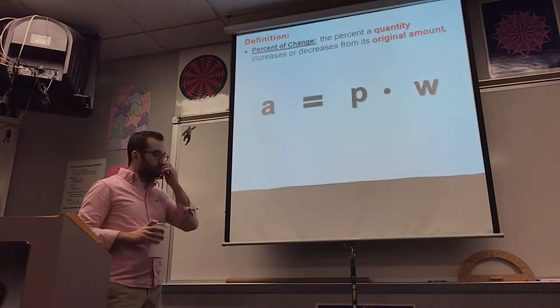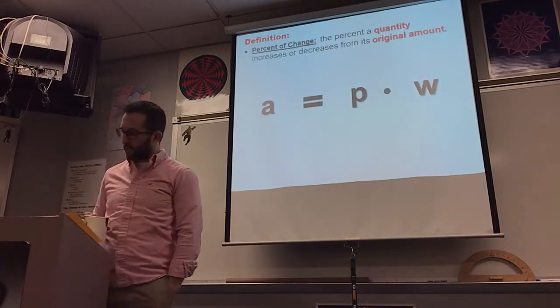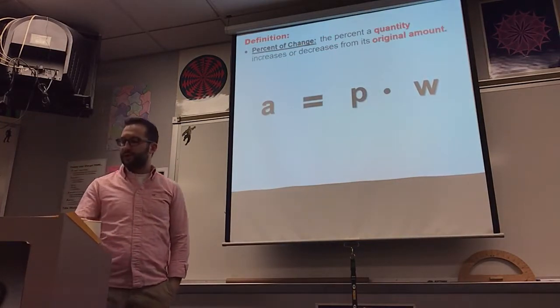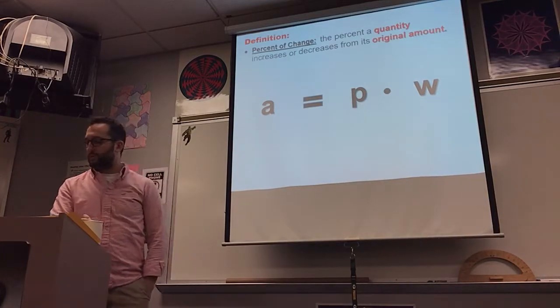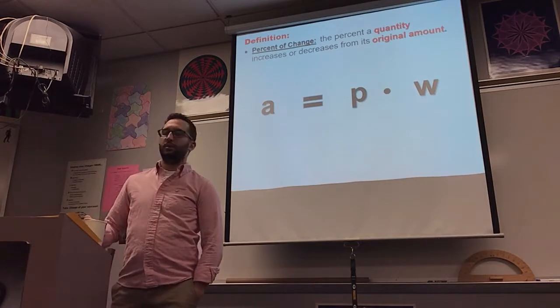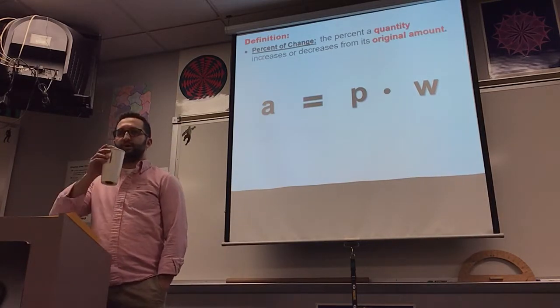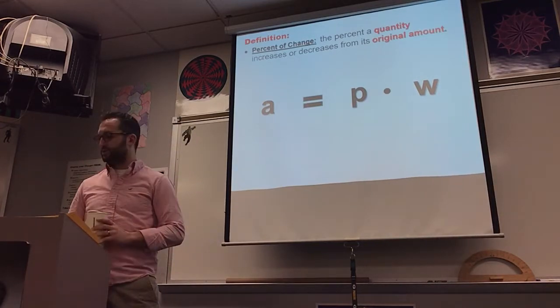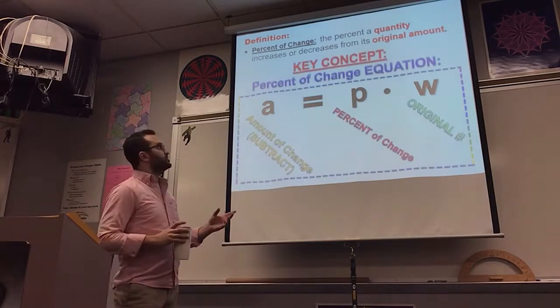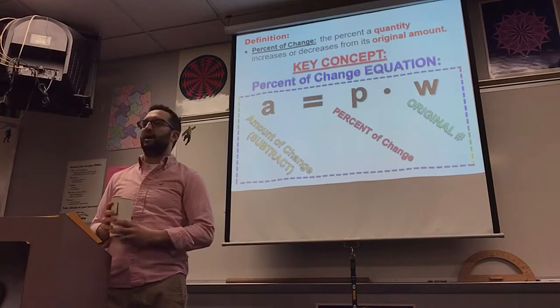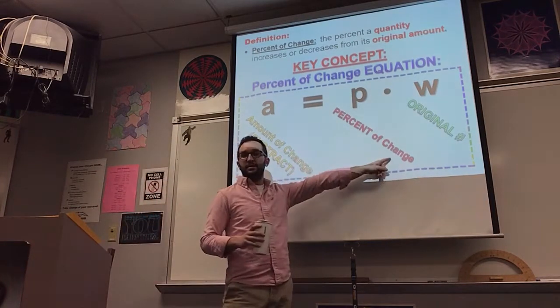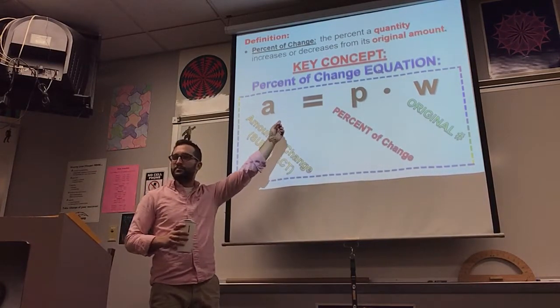So percent of change, read along with me. You've got this definition. It's very important. Percent of change is the percent a quantity increases or decreases from its original amount. Hey, remember original amount? What letter do we use for original amount usually? W. So that's not going to change. What will change is the A and the P. Remember, if we're looking for percent of change, that's P, then what should A be?